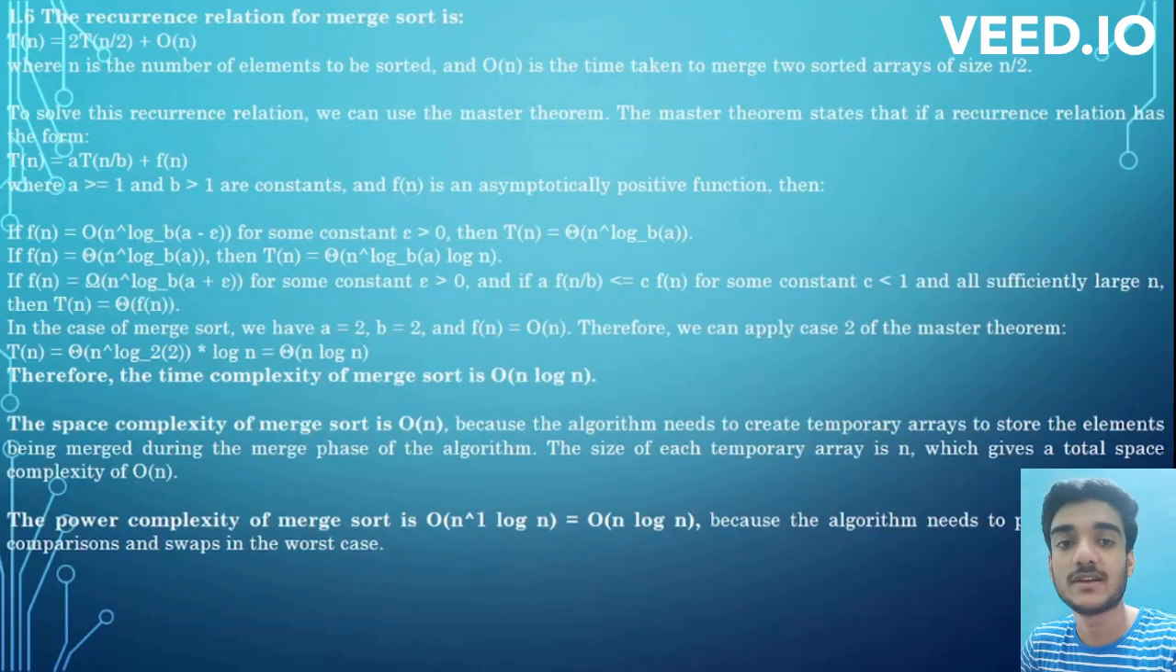Recurrence relation for merge sort is T(n) = 2T(n/2) + O(n), where n is the number of elements to be sorted and O(n) is the time taken to merge two sorted arrays of size n/2. We can use Master's theorem to solve it, and the time complexity will be n log n.